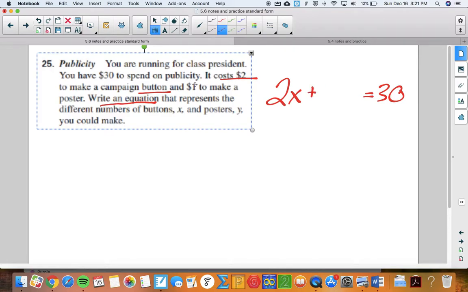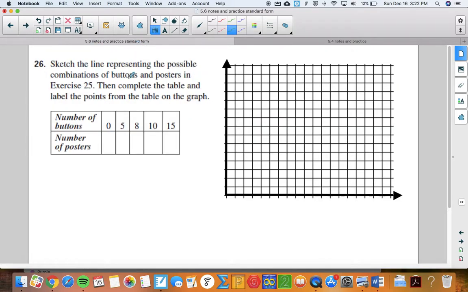And it costs me $1 to make a poster. And y is the number of posters. So if I order 8 posters, it'll cost me $8. So I take $1 times every single poster that I order. So 2x plus 1y equals 30. That's, I think, a great equation to show what we can afford.